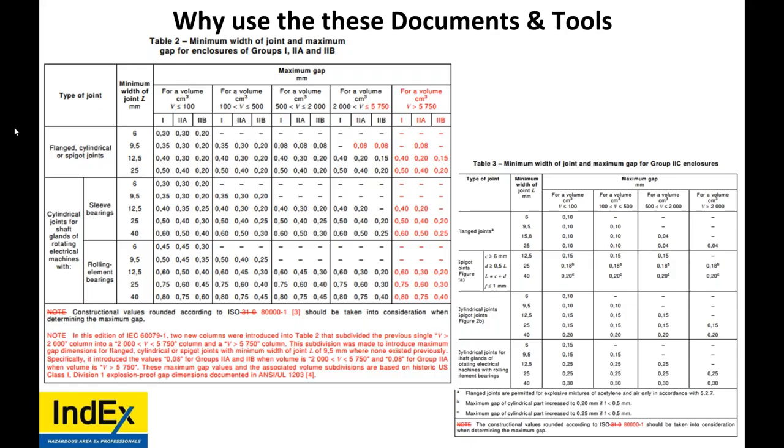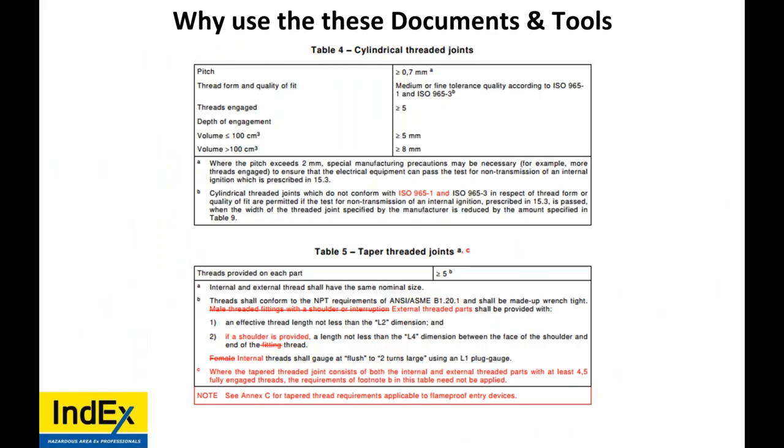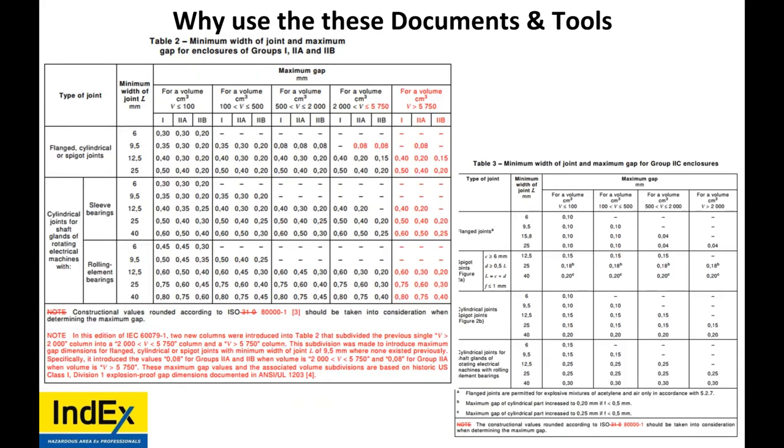Does it require through the wall? Sorry, I don't understand what you're saying. Gap will vary based on volume. Correct. These tables here are talking about the maximum gap between the cover and the device, and the minimum width, and also on its overall internal volume, centimeters cubed, and also on the type of flange: cylindrical, threaded, flange, spigot.